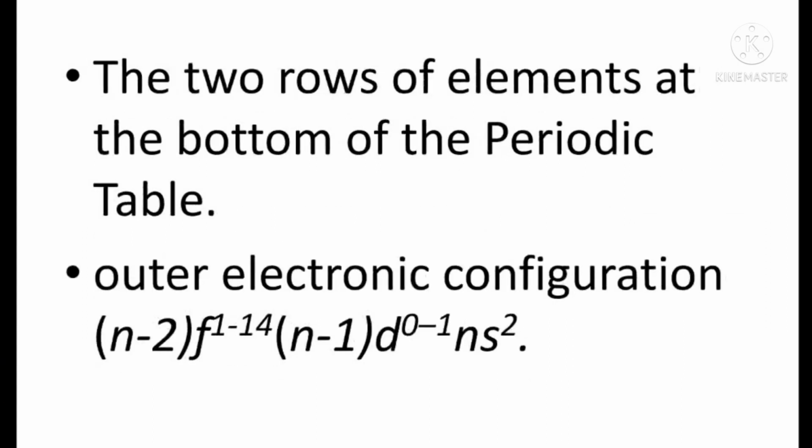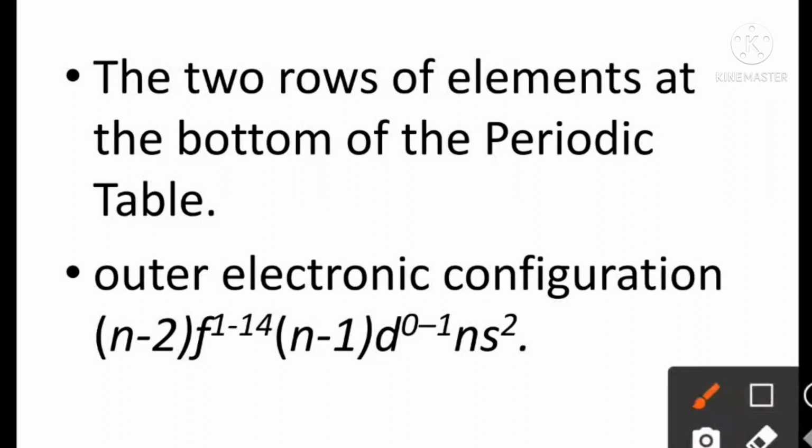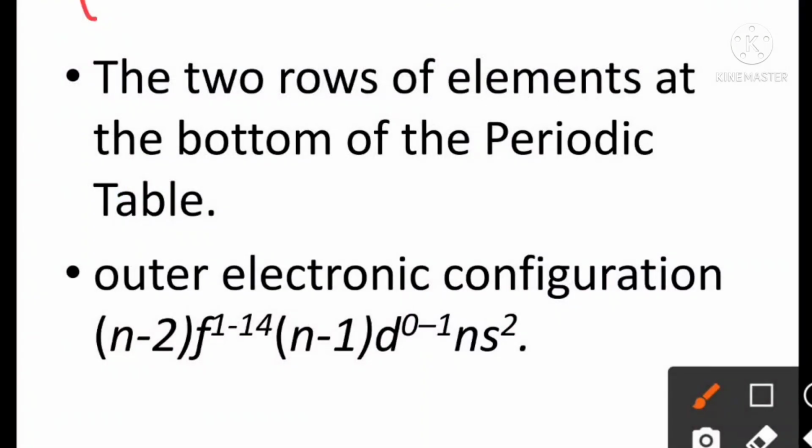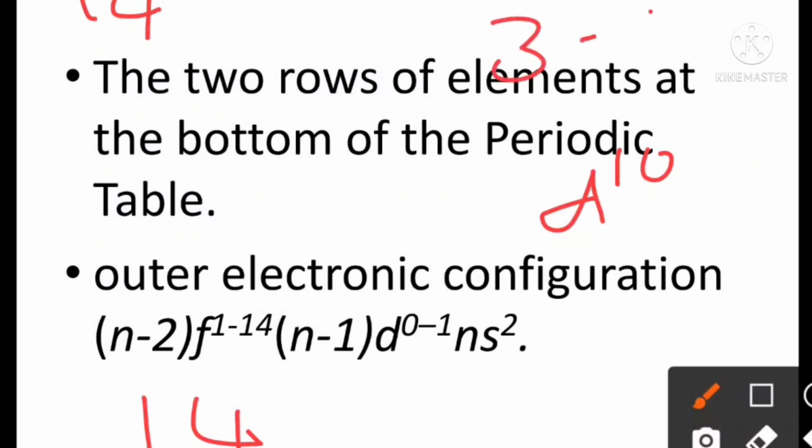Now we come to the last area, that is F block elements. The F orbital can accommodate a maximum of 14 electrons. Accordingly, we have 14 groups of F block elements. Similarly, the D orbital can accommodate 10 electrons. Therefore, we have group number 3 to 12, that means 10 groups of D block elements.